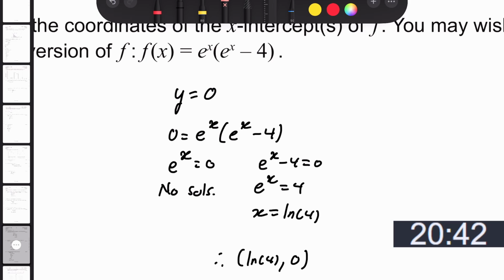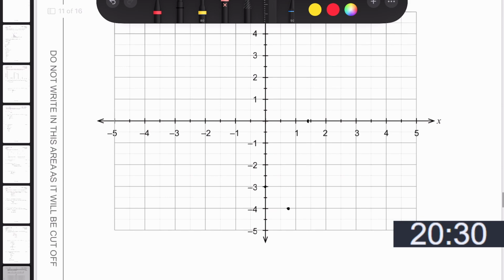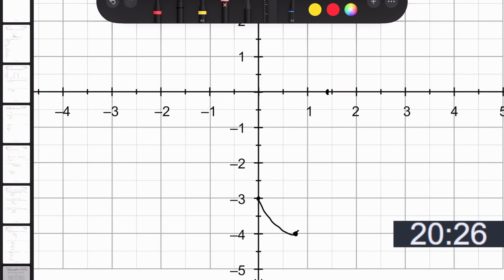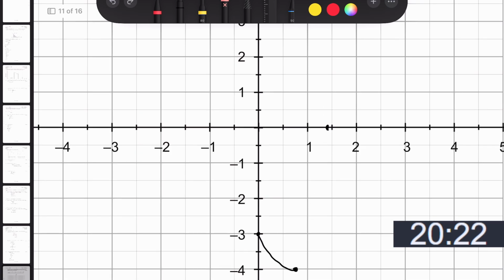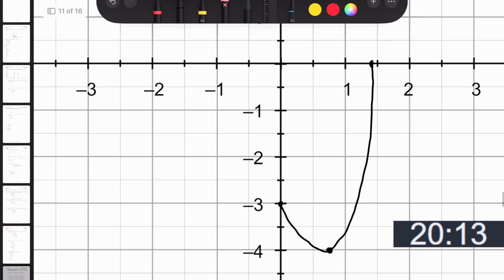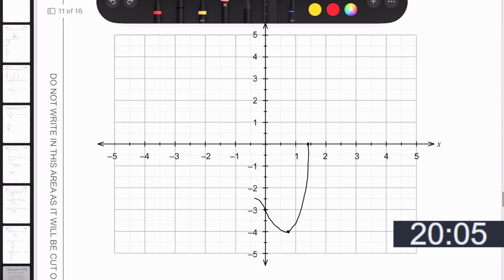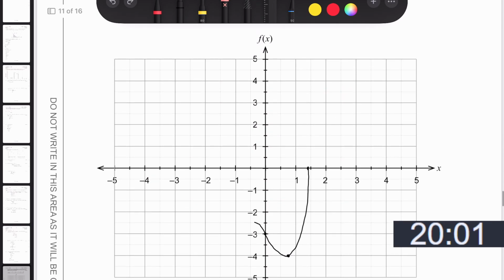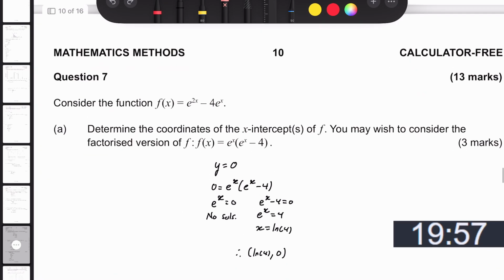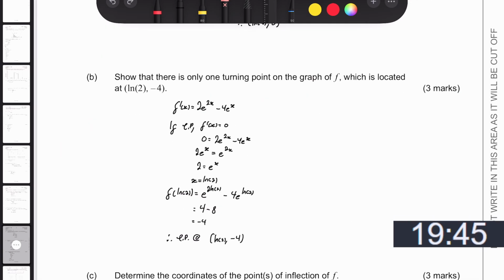Wait, does e to the x ever equal 0? I don't think so. Okay, so something like this. What's going to happen with this inflection point? Because it's not a maximum. I don't have another 0. X-intercepts of f: e to the x times (e to the x minus 4). Sure, there's only one turning point to look at: (ln of 2, negative 4).